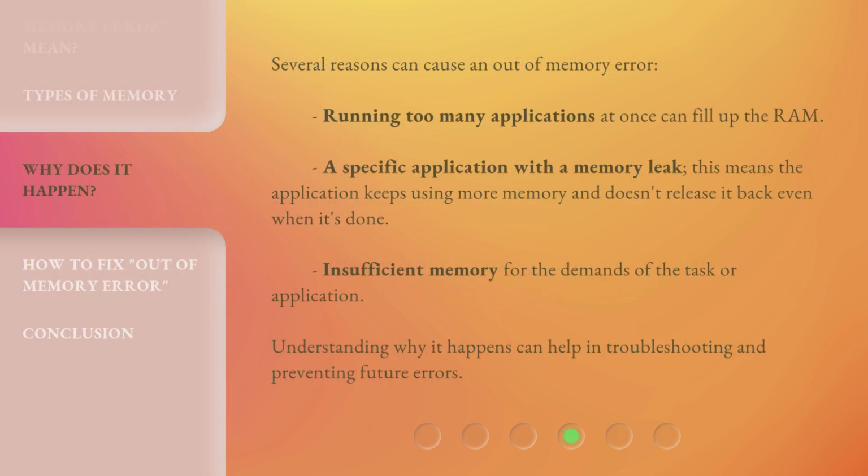Several reasons can cause an out-of-memory error. Running too many applications at once can fill up the RAM. A specific application with a memory leak. This means the application keeps using more memory and doesn't release it back even when it's done. Insufficient memory for the demands of the task or application. Understanding why it happens can help in troubleshooting and preventing future errors.